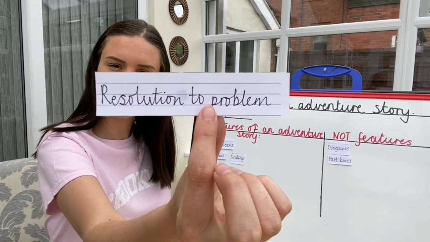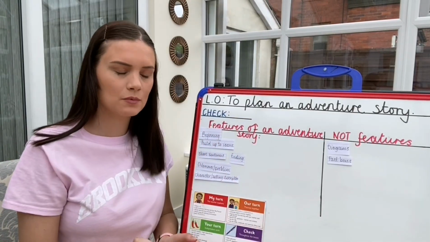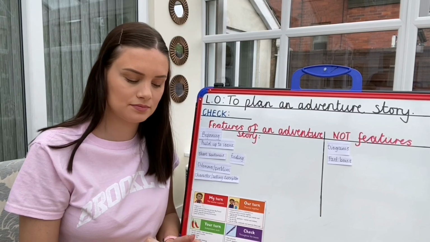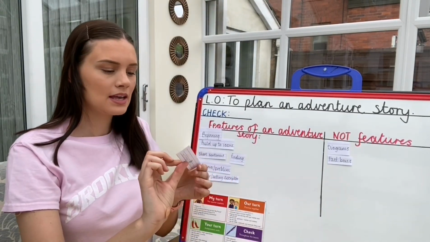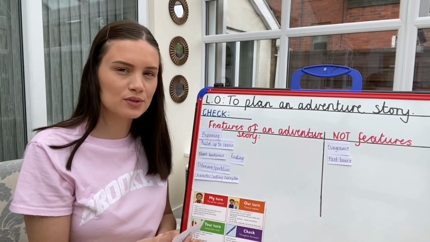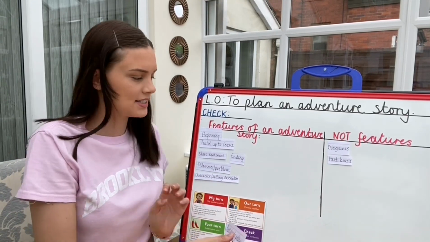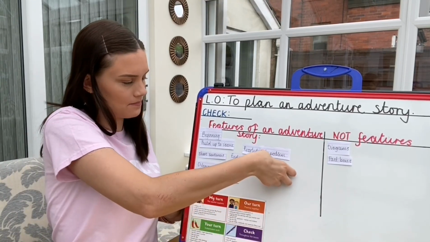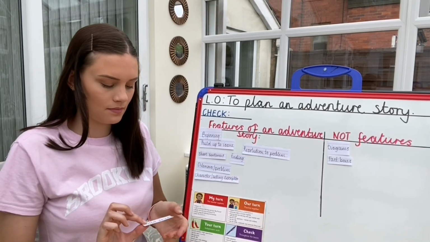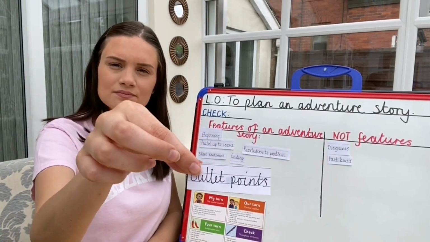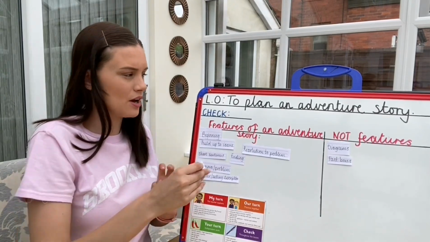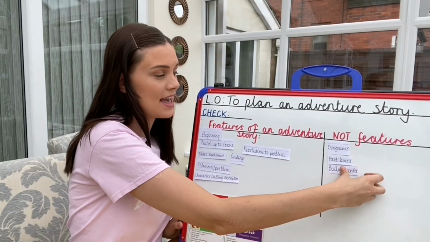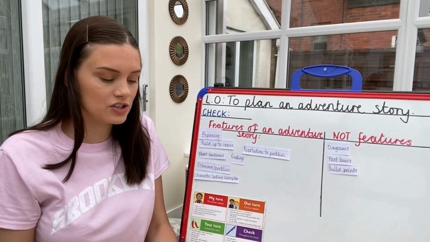A resolution to a problem. What does resolution mean, Year 5? It means that the problem has been solved. In The Explorer, the problem was solved. They did manage to get out of that rainforest, didn't they? Bullet points? What do you think, Year 5? I don't think that bullet points go in an adventure story. Again, they would fit more with a non-fiction text.